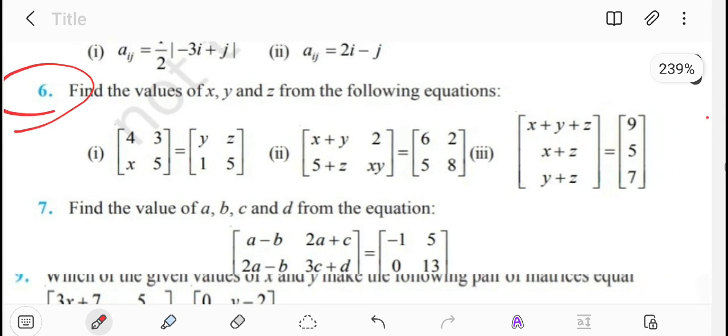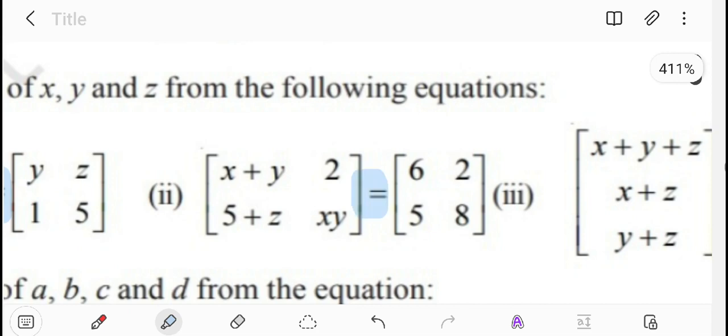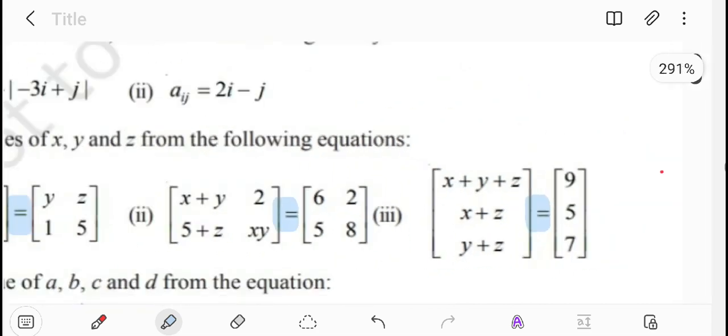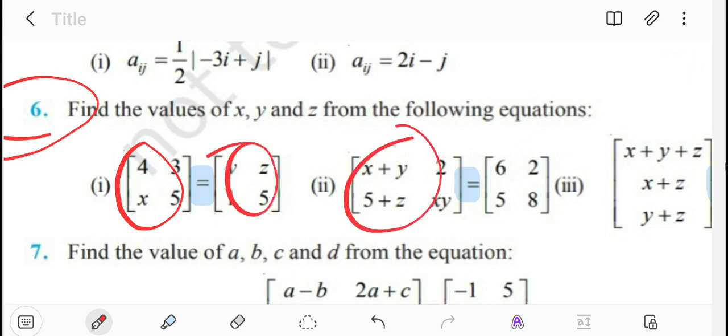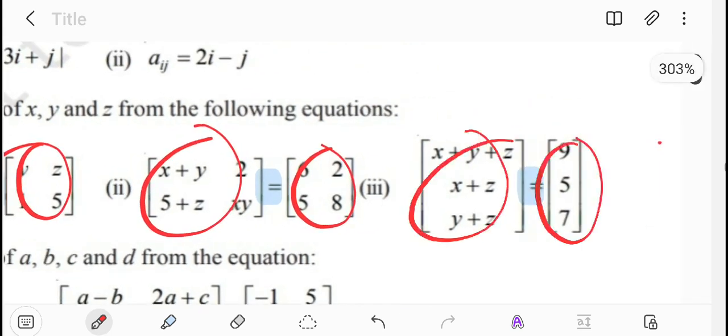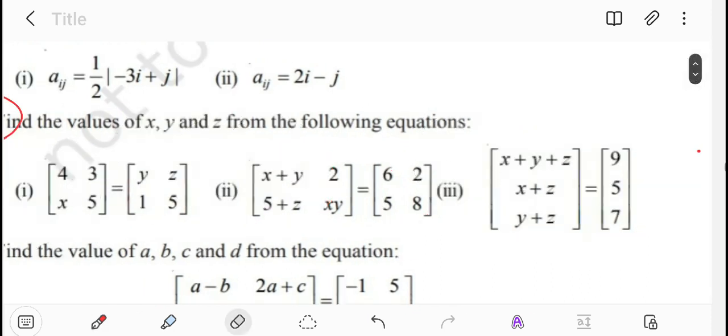Let's discuss this question. In this question, we are asked to find the values of x, y and z. And what is given to us? If you notice, we are given the equality: this and this matrix are equal, this and this matrix are equal. Now if they are equal, what can we conclude? That they have the same order, and not only the same order, but they also have the same elements at the corresponding positions.